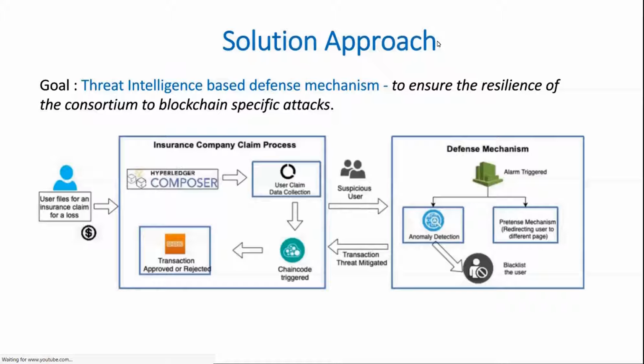Here is an outline of our solution approach. The user will file a claim, and that will get put into Hyperledger Composer. If that user is suspicious, a CloudWatch alarm is triggered, and then we do anomaly detection, wherein we use a machine learning model to detect whether or not it's fraudulent. If it is, we have a defense by pretense mechanism. We redirect the user to a different page so they won't know that they're being defended against, and the transaction will get rejected.